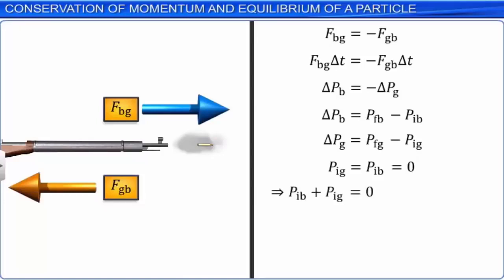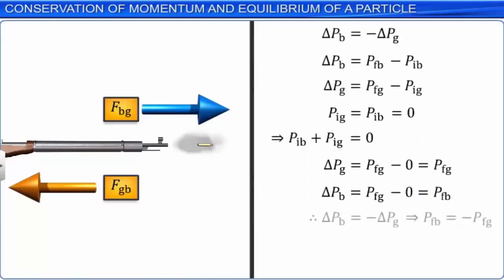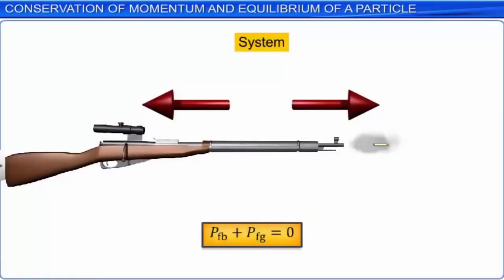This indicates that the total momentum of the gun and the bullet as a system is zero. As the initial momentum of the gun and the bullet is zero, the change in momentum of the bullet and the gun is equal to their final momentum Pfb and Pfg respectively. Thus, the forward momentum of the bullet is numerically equal to the backward momentum of the gun, which is taken as negative. As the two momenta are numerically equal but opposite in sign, their algebraic sum is equal to zero. That is, the total momentum of the system is zero.